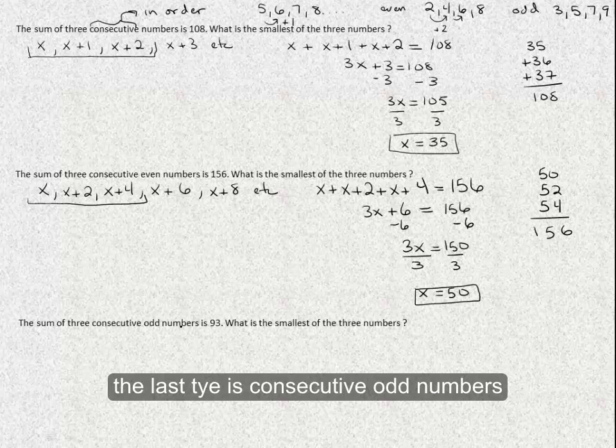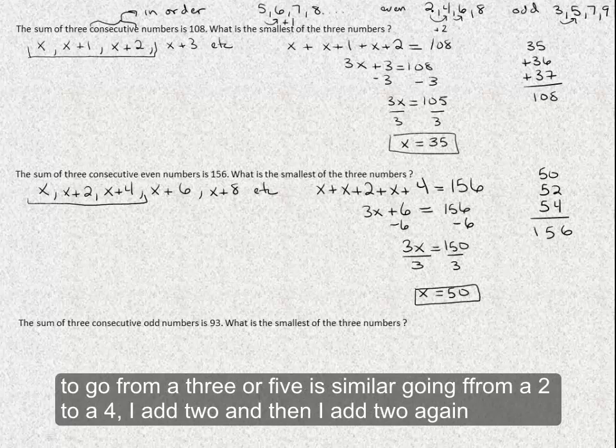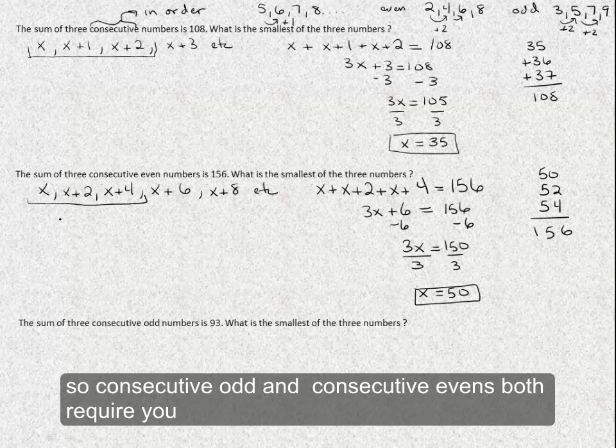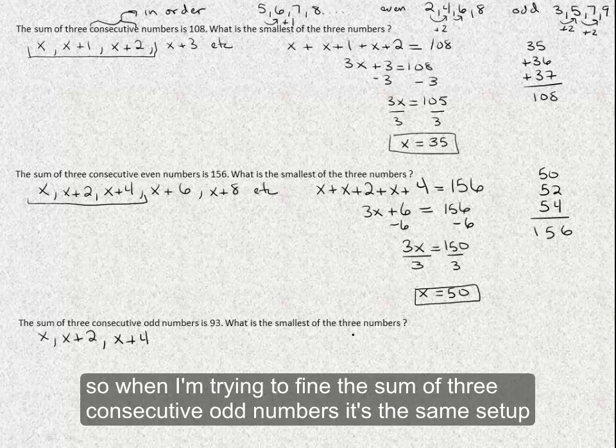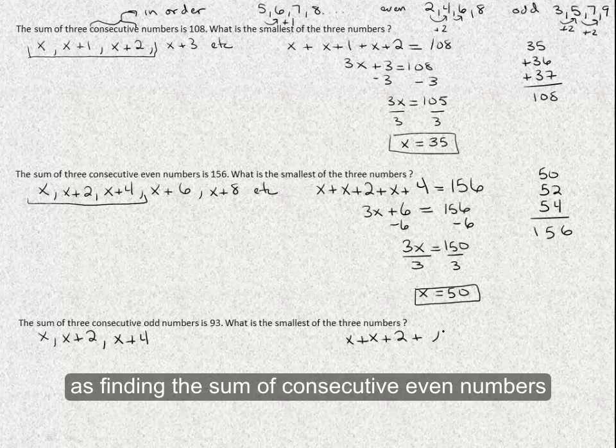The last type is consecutive odd numbers. To go from a 3 to a 5 is similar to going from a 2 to 4. I add 2, and then I add 2 again. So consecutive odd and consecutive evens both require you to add 2 each time. So when I'm trying to find the sum of 3 consecutive odd numbers, it's the same setup as finding the sum of consecutive even numbers.